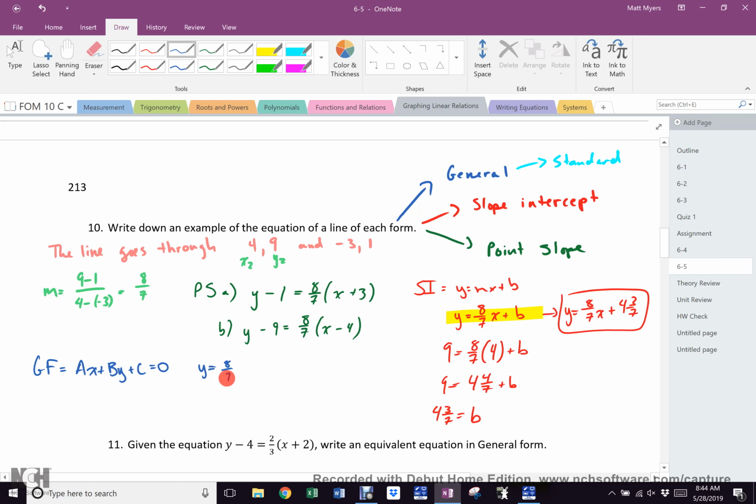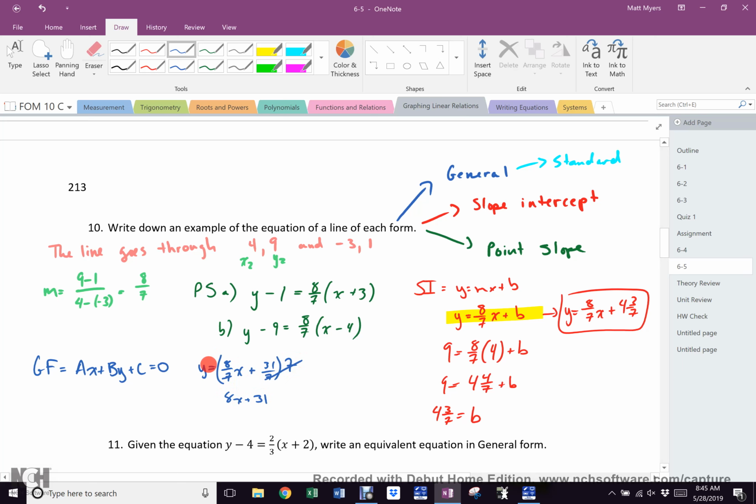So if we take this, Y equals 8 over 7x plus 4 and 3 sevenths, and get rid of the fractions and keep x positive, will I have general form? I will, won't I? Okay, so this is 32 sevenths, right? Oh, sorry, 31 sevenths. 7 times 4 plus 3. 31 sevenths, yes? How will I get rid of those fractions? Times by 7. What will happen to all of these sevens on the right? They'll disappear. So I will get 8x plus 31, won't I?